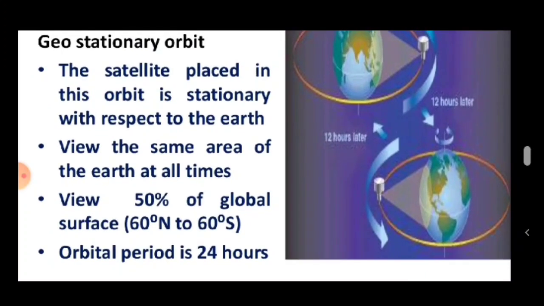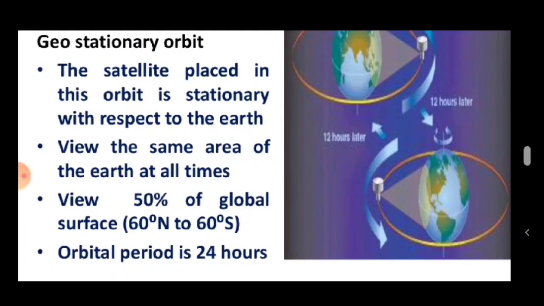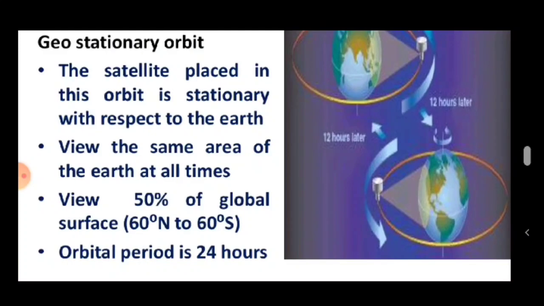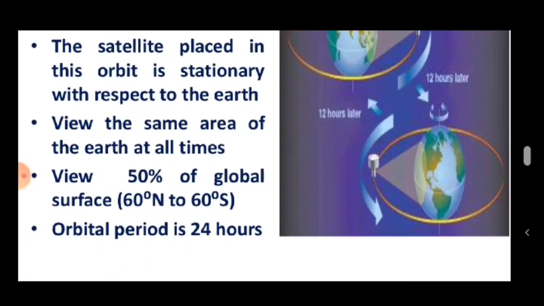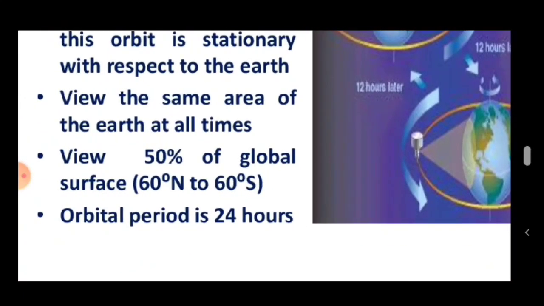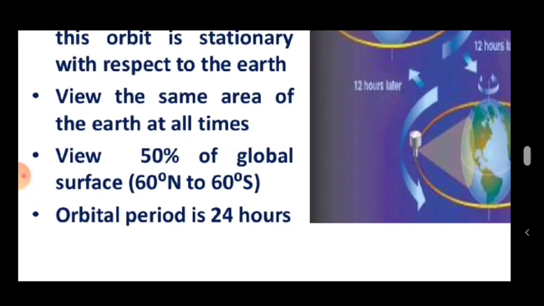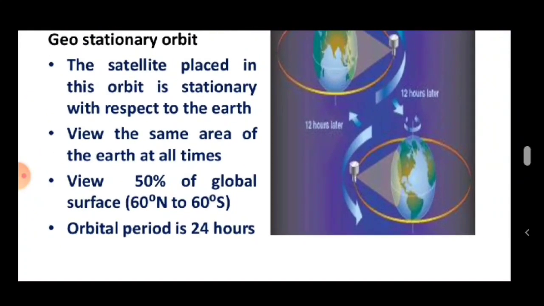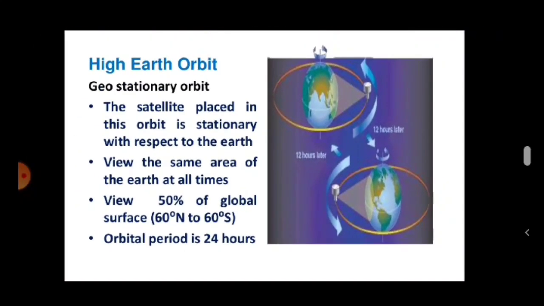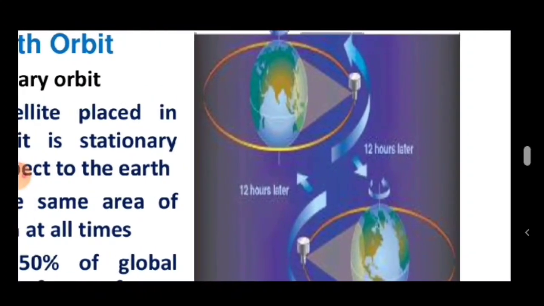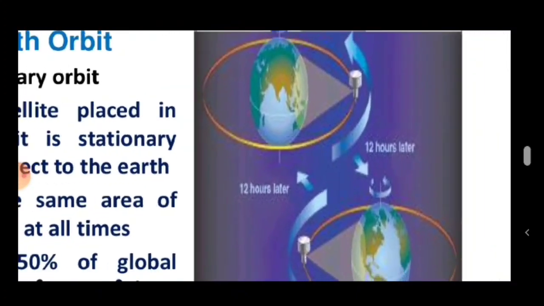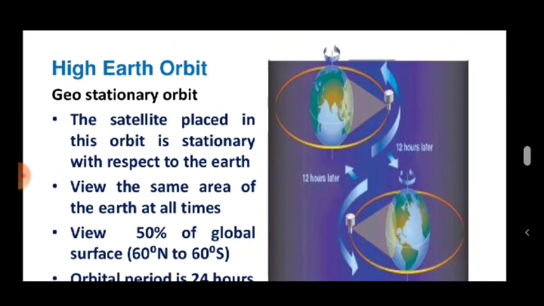So when it comes to geostationary orbits, a satellite placed in this orbit is stationary with respect to Earth and views the same area of Earth at all times. At one time it covers 50% of the global surface, and the orbital period is 24 hours. So for 12 hours it covers 50% of the Earth, and 12 hours later it covers the rest.